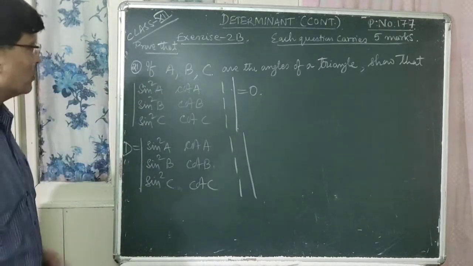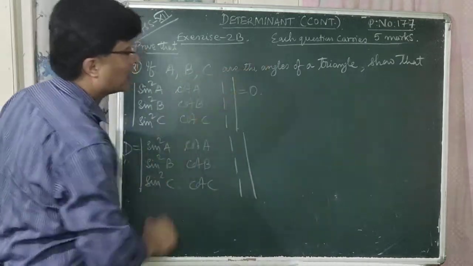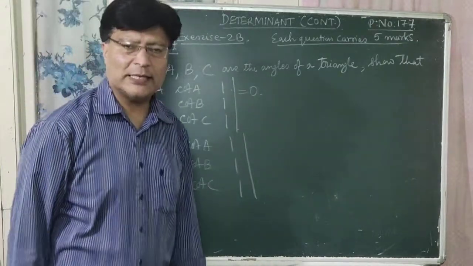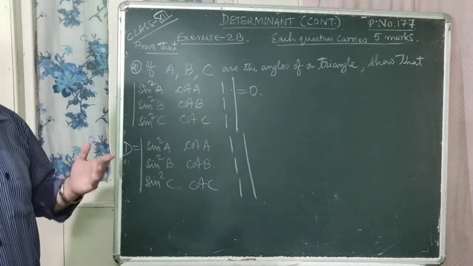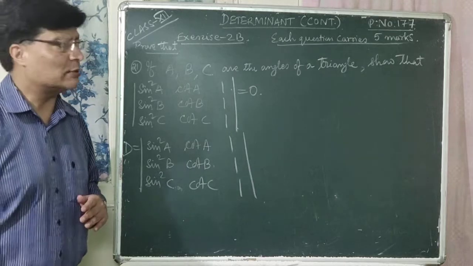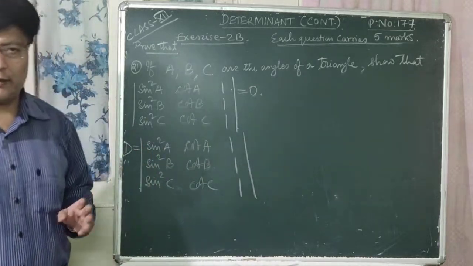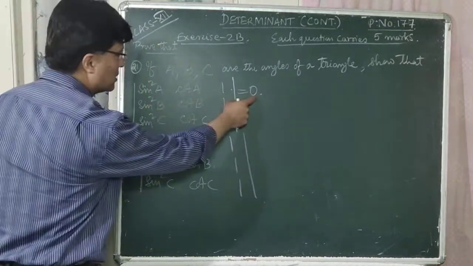So question number 21. If capital A, capital B and capital C are the angles of a triangle. So what do you mean by it? A, B and C are the angles of a triangle. It is given. So we can write A plus B plus C is equal to 180 degree, or in terms of radian it is pi. So A plus B plus C is equal to pi. Okay. You have to prove that this determinant is equal to 0.